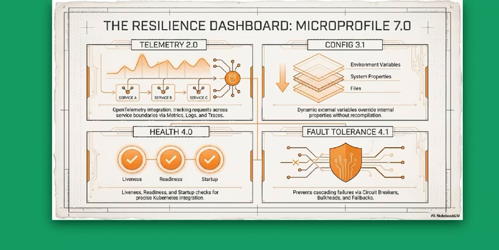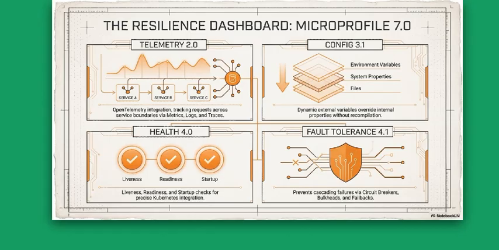That's incredibly useful. And then the next survival tool is Config 3.1. The blueprint shows that you can use dynamic external variables to override internal properties without recompilation. Right. So you don't have to shut down and rebuild the entire factory just to change the thermostat. You just turn a dial on the outside of the building. Exactly. And you also have Health 4.0 checks acting as the pulse of the application. The liveness, readiness, and startup checks. Yeah, the system is continuously broadcasting its status to the cloud infrastructure saying, I'm alive, I'm ready for traffic, or, hold on, I'm still starting up.